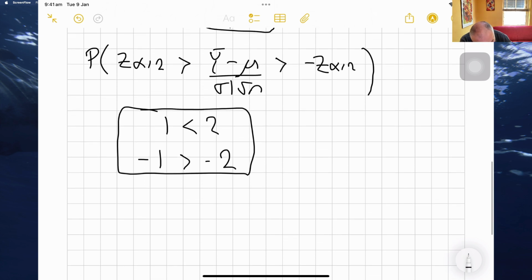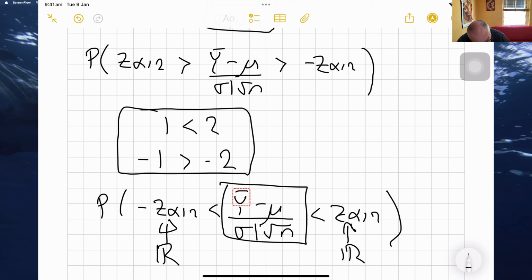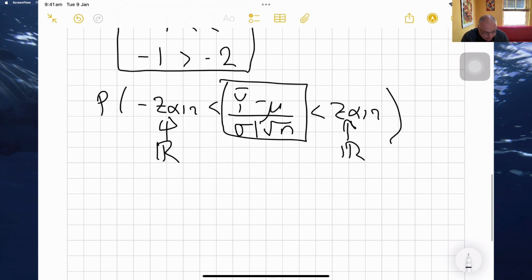So I can rewrite this as the probability that minus z alpha on 2 is less than y bar minus mu over sigma on root n, which is less than z alpha on 2. So this is a number, this is a number, and here's my random variable. Well, we know that random variable, we recognize it by now. We know that this is a normal 0, 1.